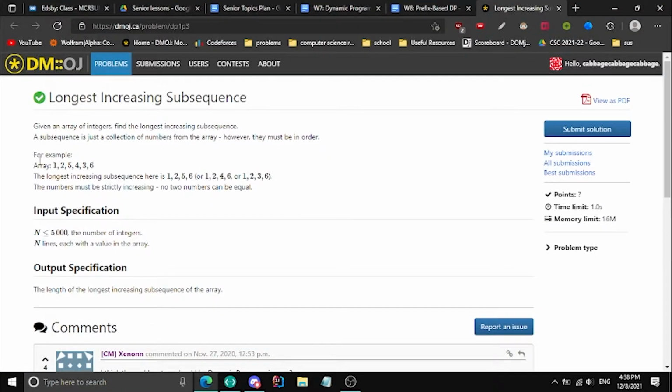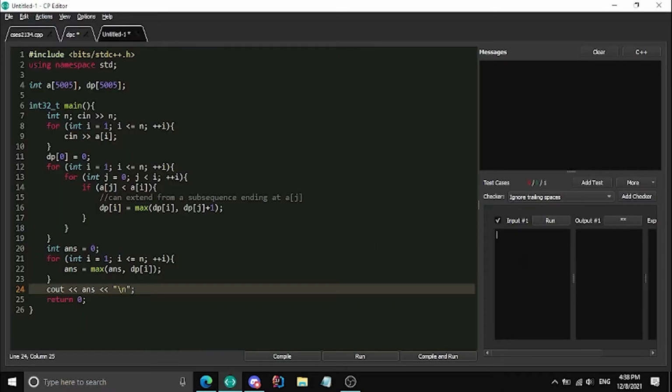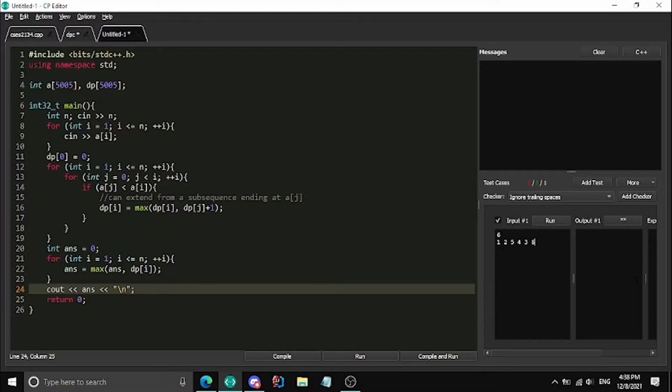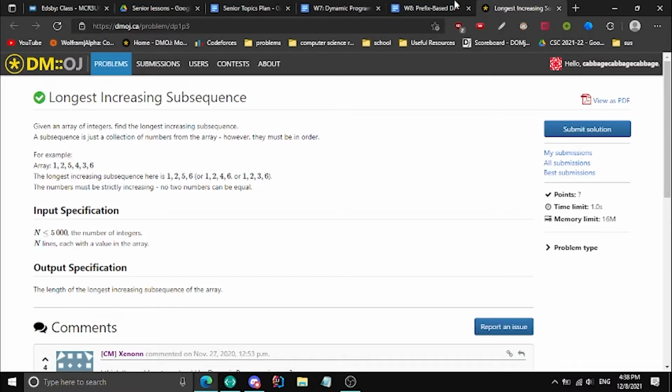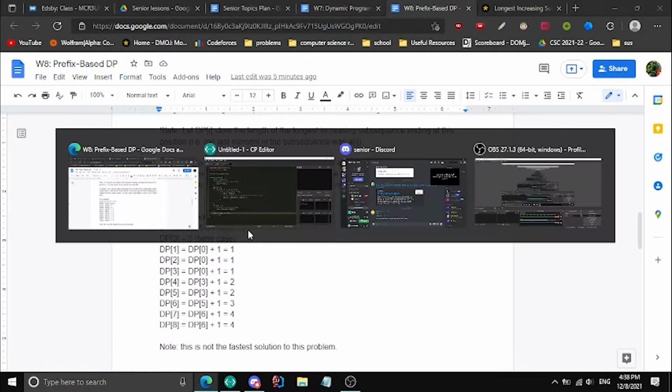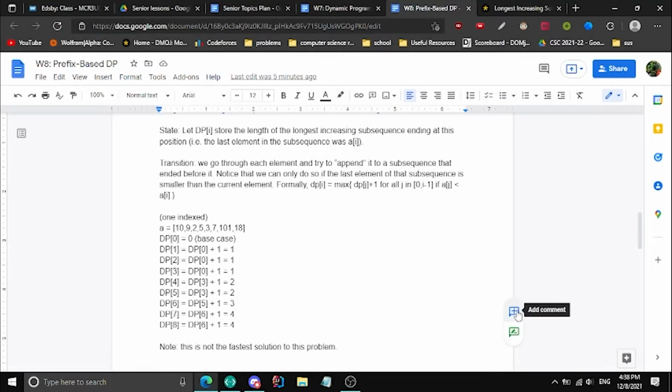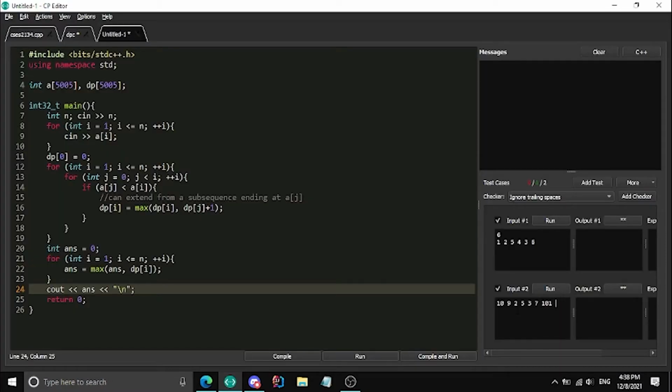Okay, so they do have one example here. I guess I'll try that: 1, 2, 6, 1, 2, 5, 4, 3, 6. And I guess we can also put our own example in there: 10, 9, 2, 5, 3, 7, 101, 18. I didn't put the number of elements, which is 1, 2, 3, 4, 5, 6, 7, 8.